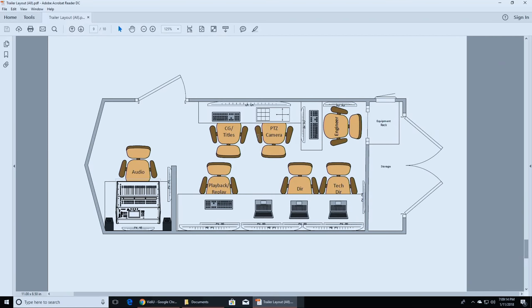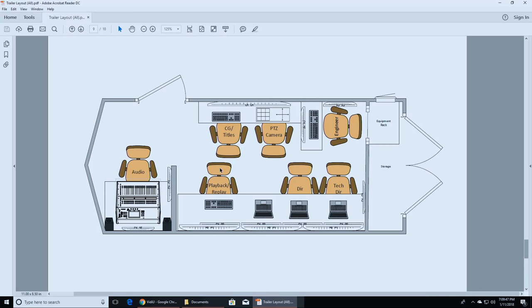And so you've basically got the staff on the two walls. On the left wall is where you have the director and technical director. There is a space next to them for a producer or whatever. Space next to that for playback and replay. And across the aisle, you'd have CG and titles, a PTZ camera, and then engineer. Engineer facing this direction, so there's space for a keyboard and monitor on the side, and then audio in the front.